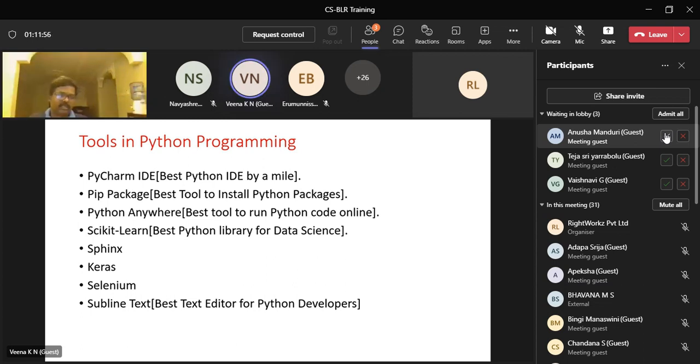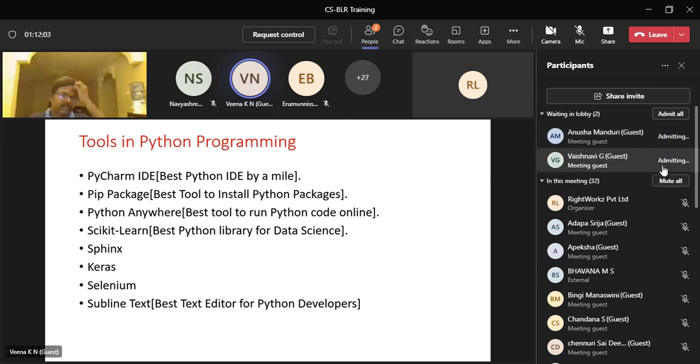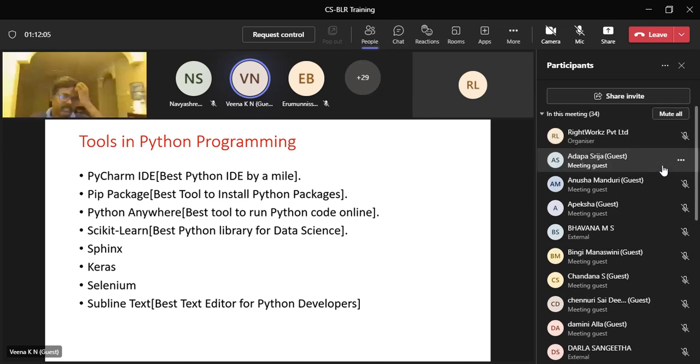Scikit-learn, which is the best Python library for data science. Sphinx and Keras, Selenium and Sublime Text, which is the best text editor for Python developers.